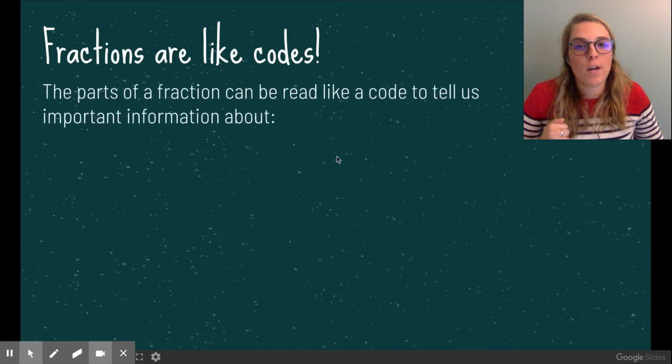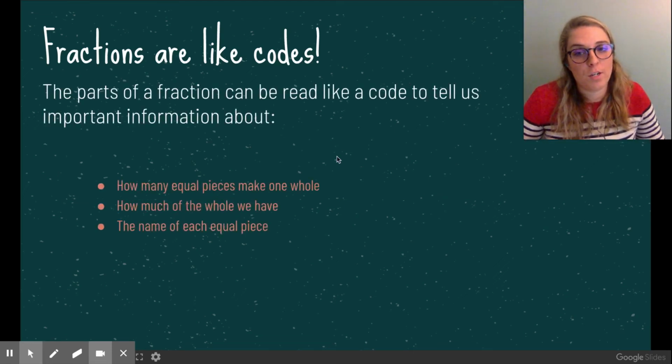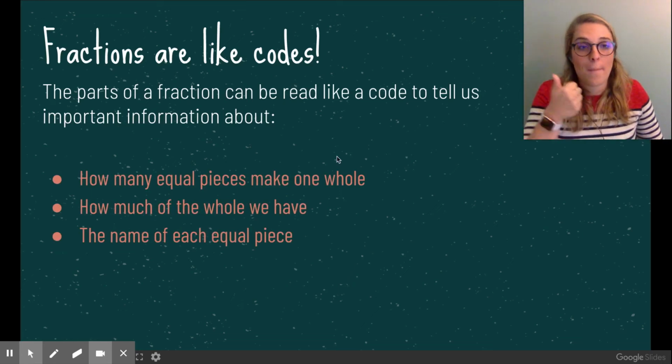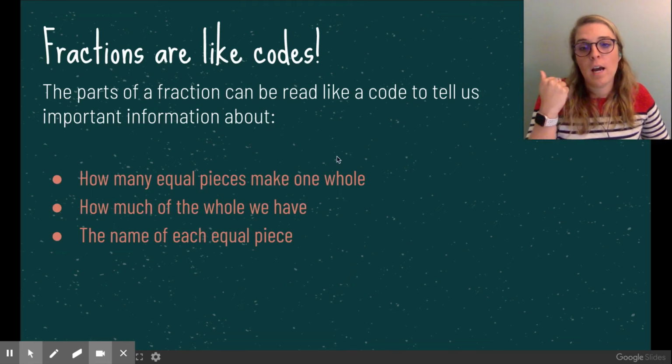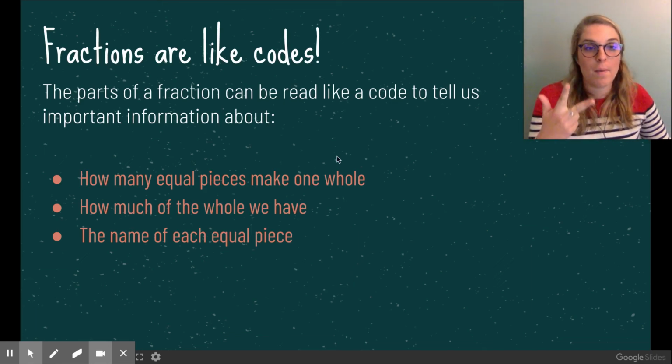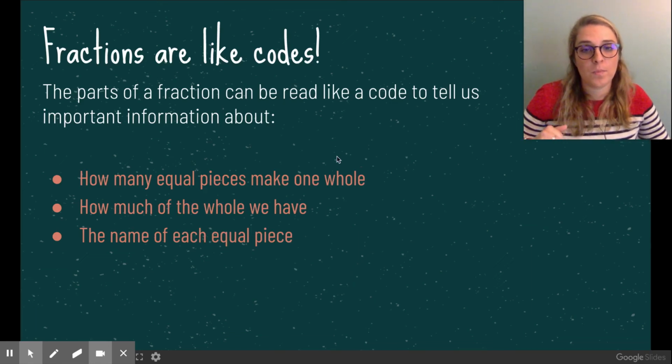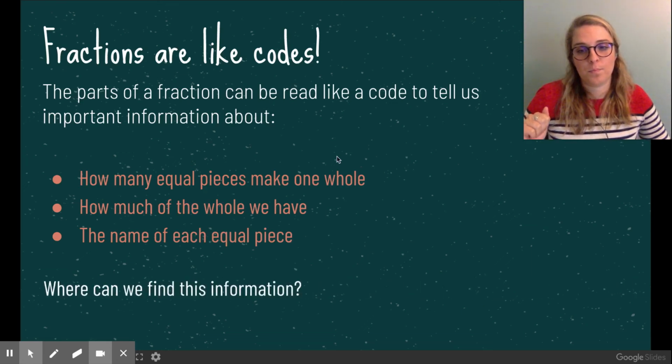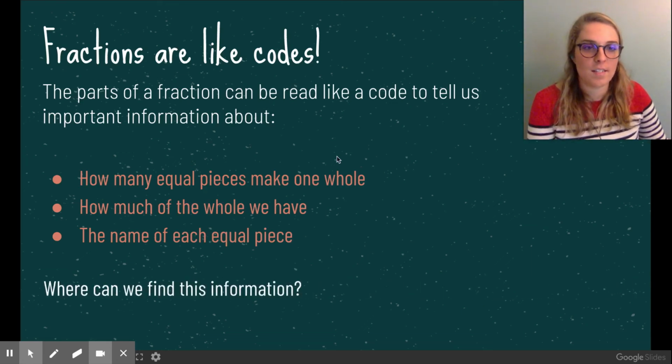We know that parts of a fraction can be read like a code to tell us important information about these 3 things: how many equal pieces make one whole, how much of the whole we have, or how many pieces we have, and the name of each equal piece. So let's put it to the test. Where can we find this information?